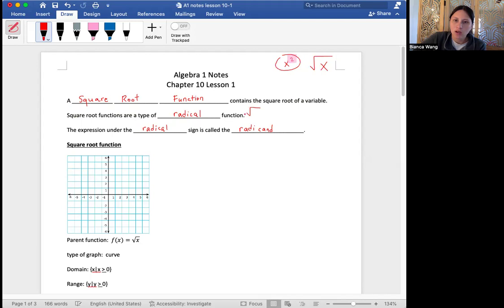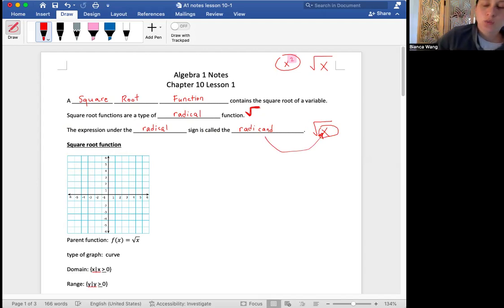There are other radicals as well, like the cube root, but that's a conversation for the future. The expression under the radical sign is called the radicand. So the x under the square root sign would be called the radicand.